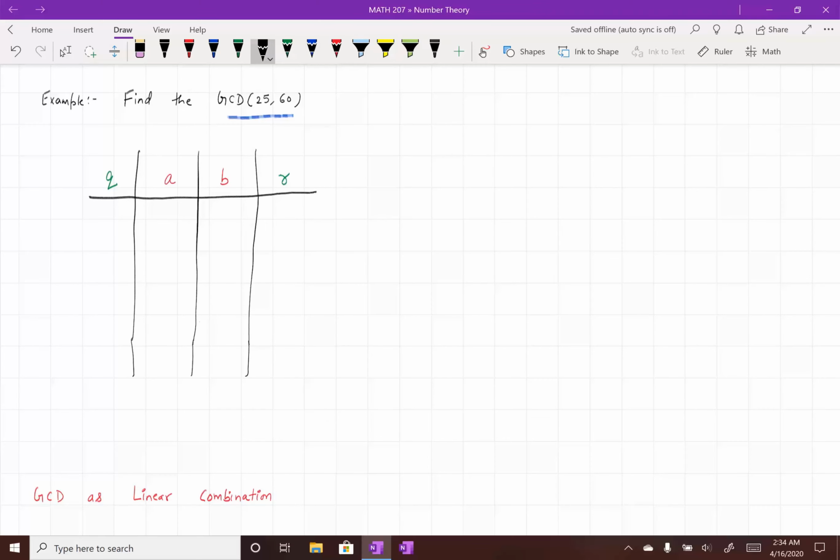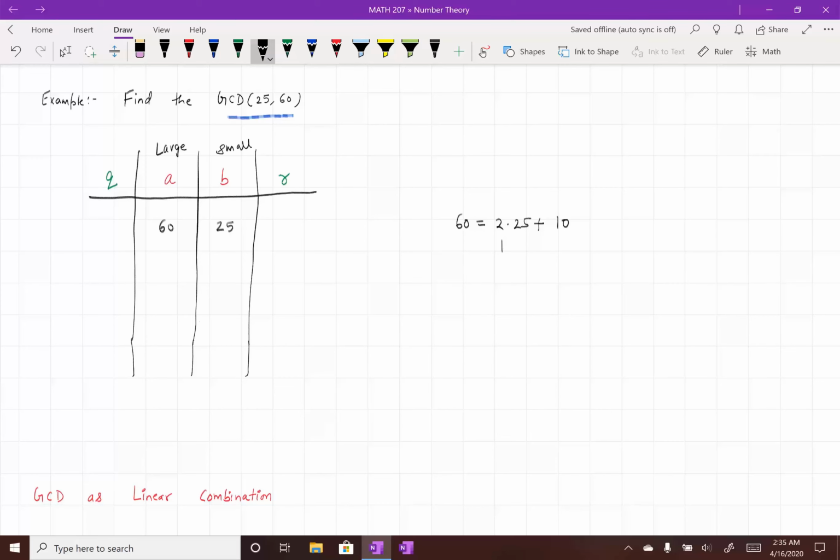So first I need to fill up the a and b values. So by looking at my problem, I have to compute the GCD of two integers, and I will choose the larger integer at the place of a. So in this case, the 60 will be my a and 25 will be my b. Remember the criteria here is you choose the larger value here and you choose the smaller value here. And for this choice of a and b, you can write 60 in terms of 2 times 25 plus 10.